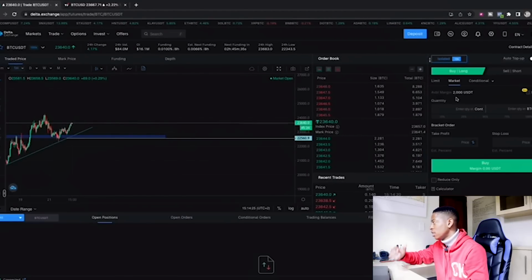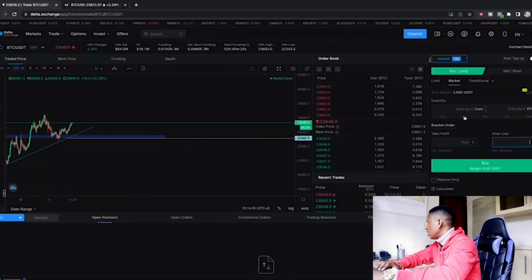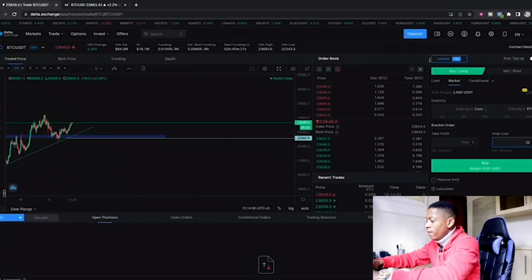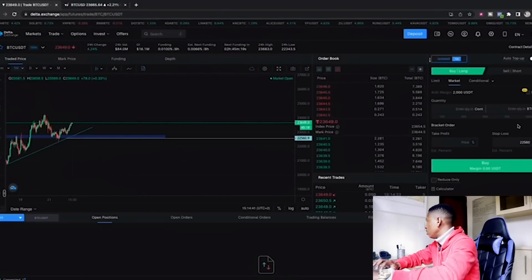So let's say now my margin that's available is 2,000 USDTs. So what I'll do is that I'll just be coming down here, and I'll be seeking for some of the levels that I'm comfortable with putting stop losses. So stop loss, I did say it's 22,560. That's all we put in my stop loss.